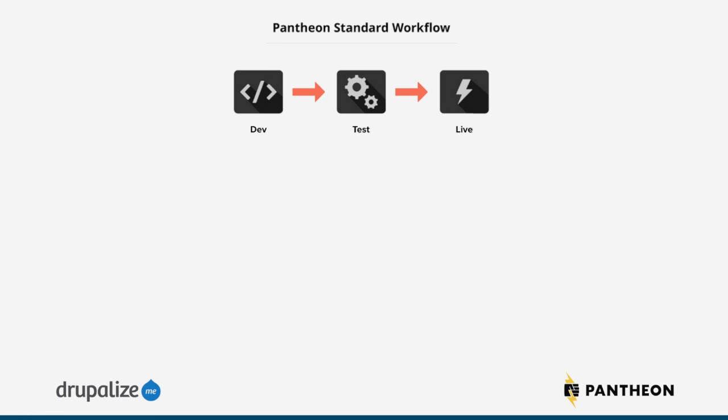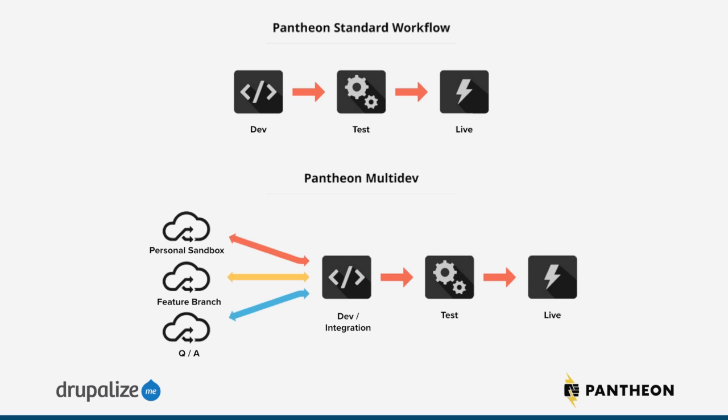So now if we look at this in relation to the standard Pantheon workflow, you get 3 environments: dev, test, and live. And normally you would just do your work and save your changes to dev, and then you can push it forward. So you have that one dev environment site where you can break things and mess things up and play with it. With multi-dev, you have that same system in place. You still have dev, test, and live. In addition, you can have a whole bunch of environments that are all getting merged into that one dev environment.